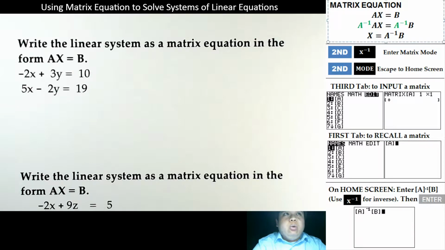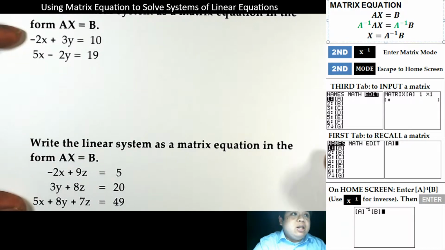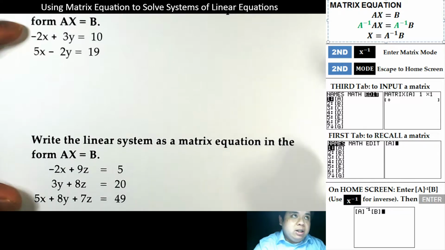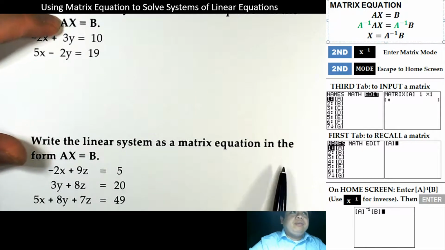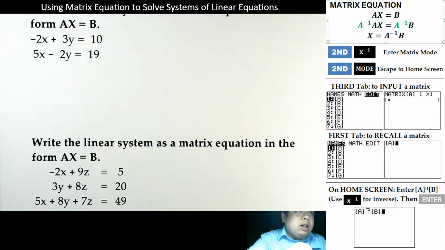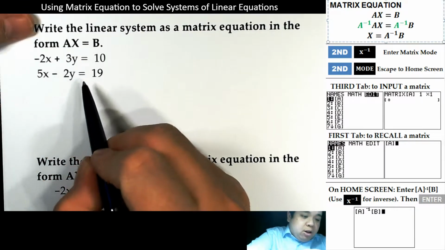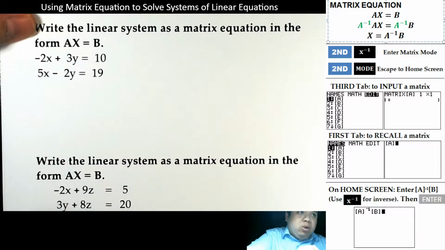On this video we will talk about matrix equations and how to use them to solve a system of linear equations. Pretty much what we have is a system of equations, and we solve for it using the matrix equation. We just need to know how to set it up first, and then we will solve the matrix equation later. First we need to convert this into the matrix form.